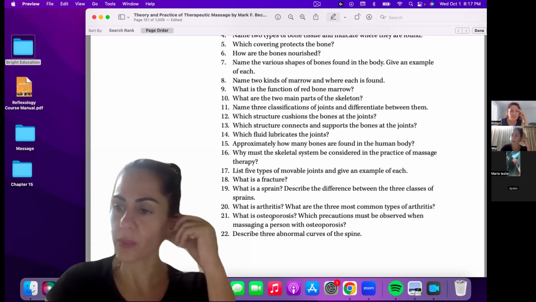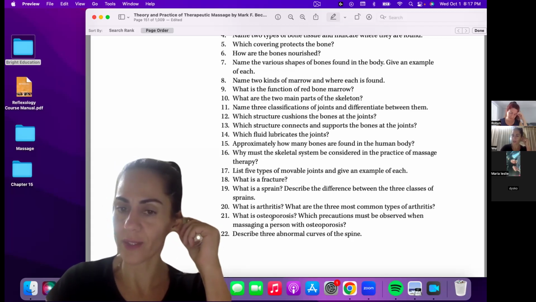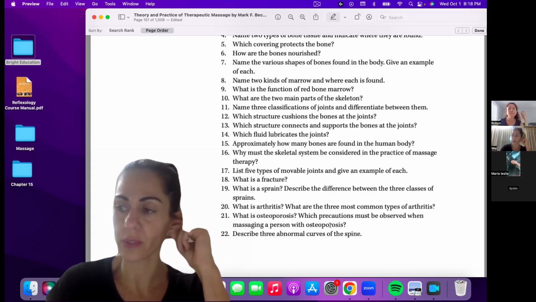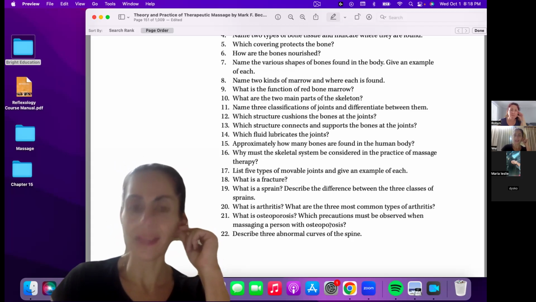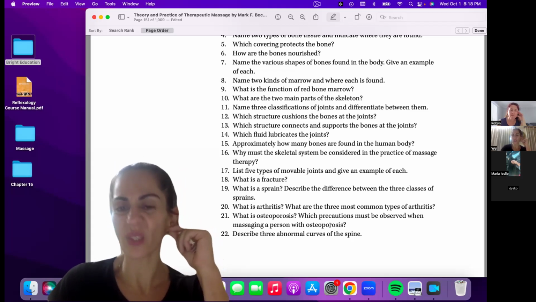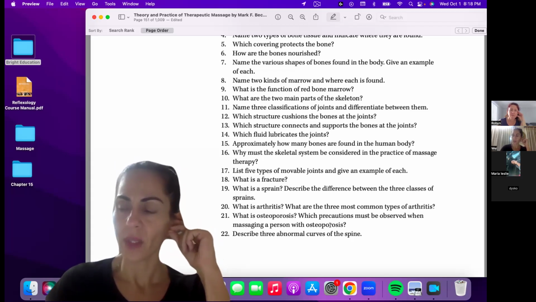What is osteoporosis? Now you can emphasize on that. And which precaution must be observed when massaging a person with osteoporosis? So osteoporosis is when your bones become more porous. It lacks minerals, it loses minerals, and it becomes porous and weak, right? Brittle, all these things. So what do you need to be careful of when you're working with these people?